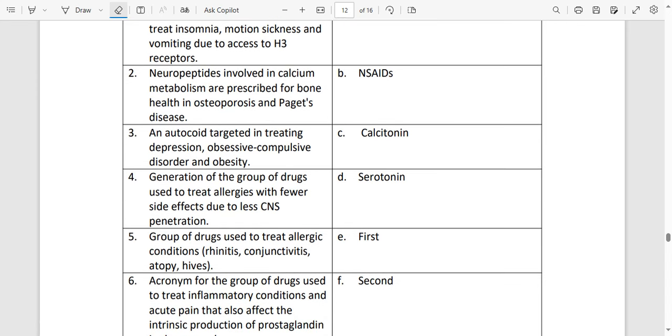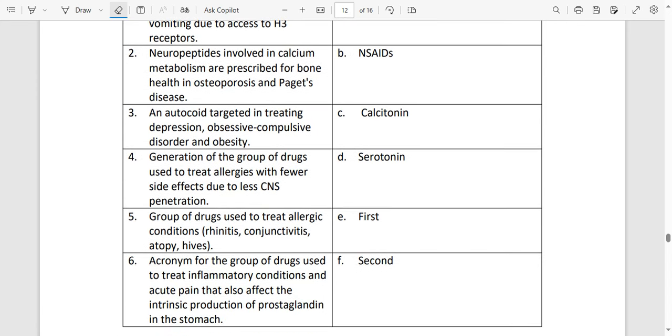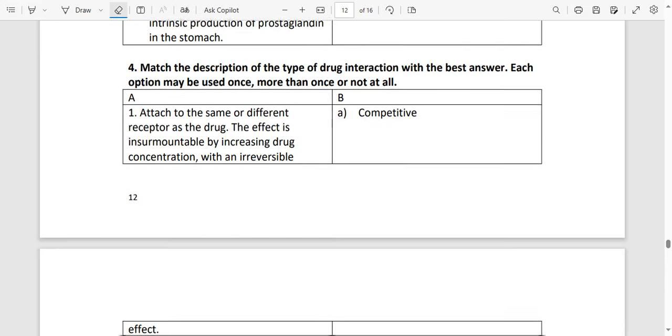And then, acronym for the group of drugs used to treat inflammatory conditions and acute pain that also affect the intrinsic production of prostaglandins in the stomach. Which ones are those? It's the NSAIDs. Thank you. Remember NSAIDs, they can inhibit the COX enzyme, and so they are going to help in pain and inflammation. But they also do it in the stomach, and so they will result in increased acid production.